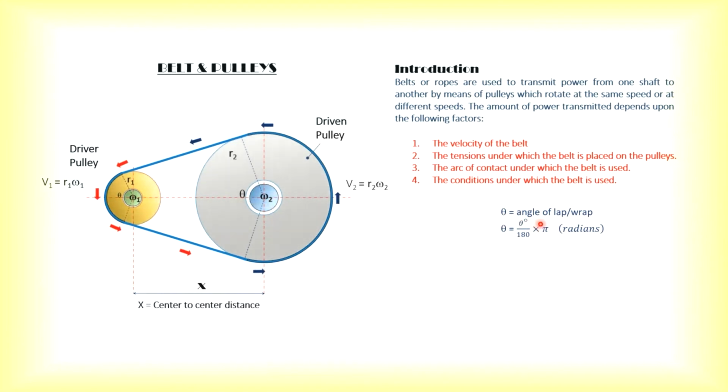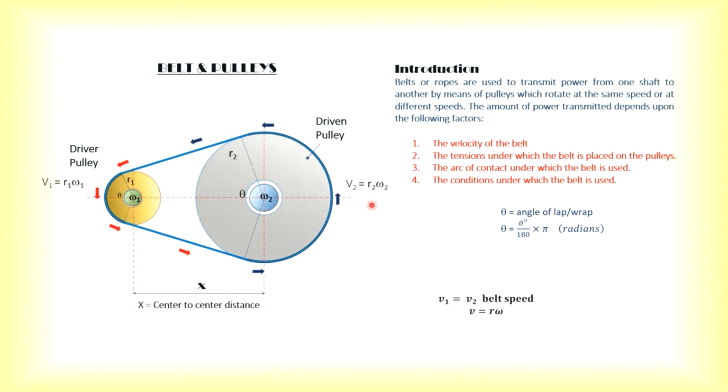Theta is called the angle of lap or the angle of wrap, which is converted to radians by theta over 180 times pi. You can also take it as 360 here, but then you have to multiply by 2 pi.